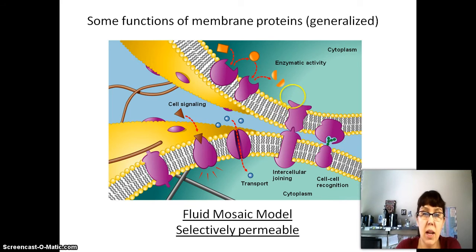In order to allow materials through the membrane, there are all sorts of transmembrane proteins. Some of them are involved in transportation. Others are involved in cell signaling. That's how your cells can communicate with each other. Some are involved in enzymatic activity, where they help to make chemical reactions occur. Other proteins help cells to join with each other, and then some are involved in cell-cell recognition.